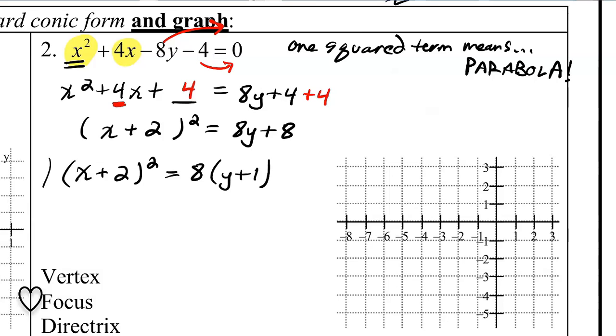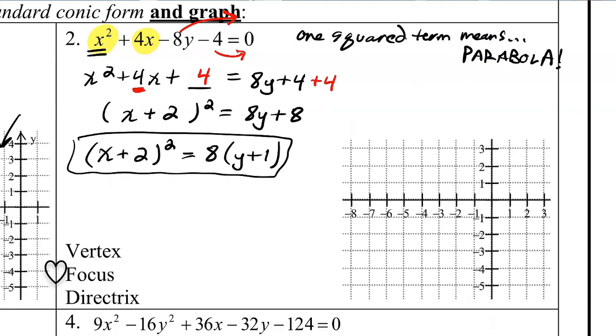So this is our standard conic form for the parabola, and what I would like you to do, and you could do it right now if you'd like, is to state the vertex, the focus, and the directrix for this parabola. That will be a try-this for you on Schoology. And then you can sketch a graph of the parabola.